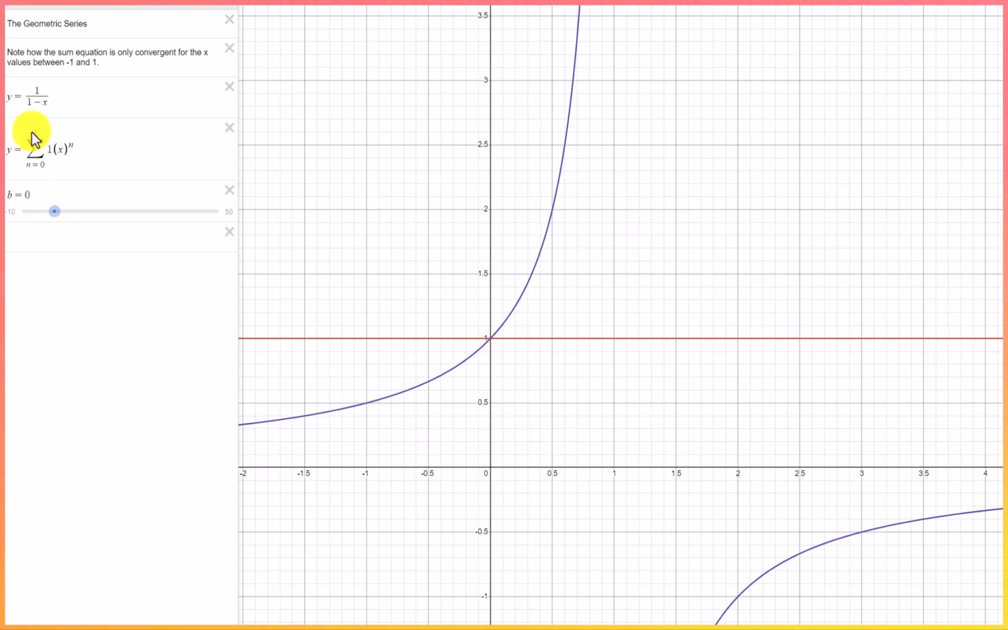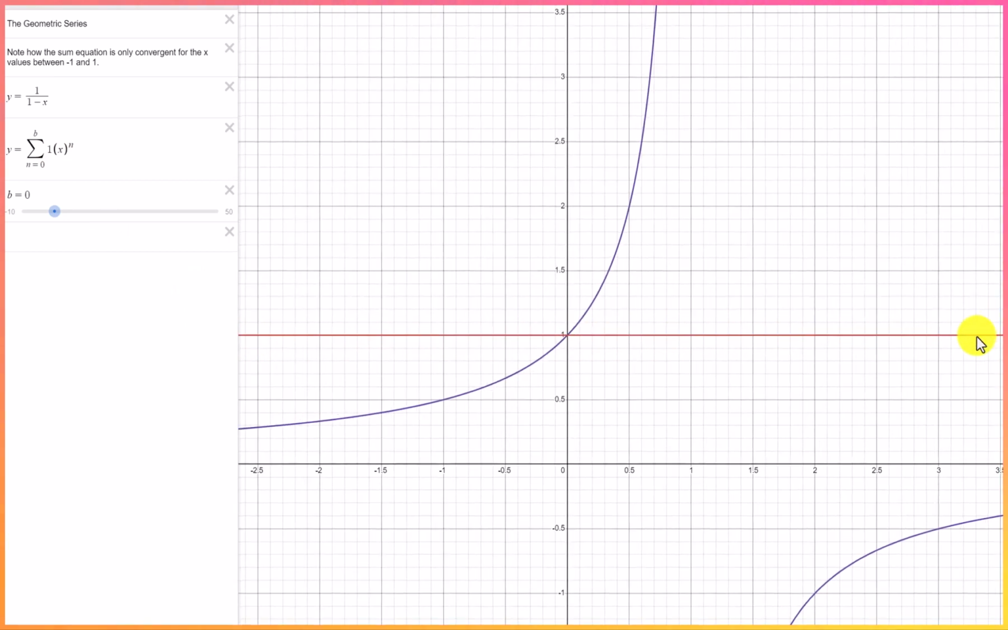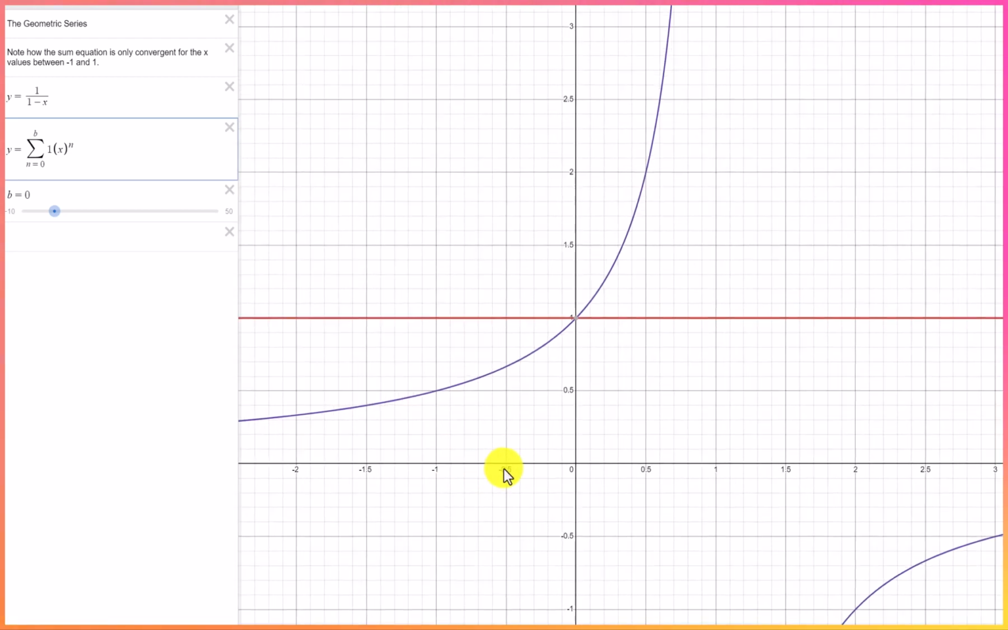We're going to let this upper value on this summation grow. Right now we're just at 0. So the first term, just the constant term, is 1 times x to the 0. So that's 1. You're seeing the graph of the infinite polynomial that we're going to start to build here, and that is just that value. Let's zoom in a little bit more.